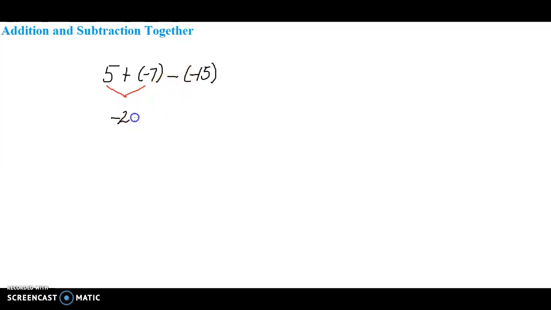Now we're going to bring down the minus negative 15. Now the subtracting rule tells me to change this to an addition sign, take the opposite of this number, and now follow the addition rule, and now a negative 2 plus a positive 15 gives me 13. Okay. So let's try this again.